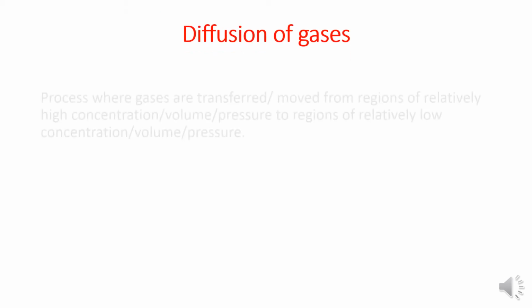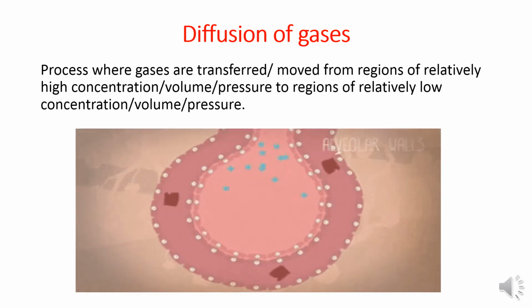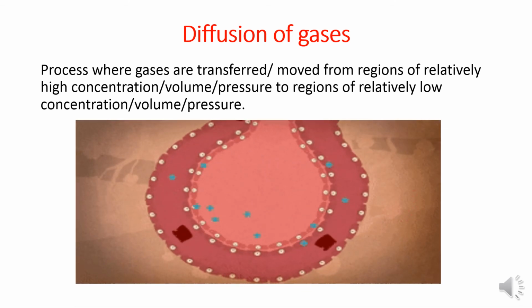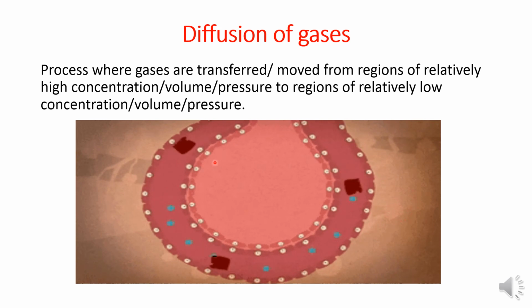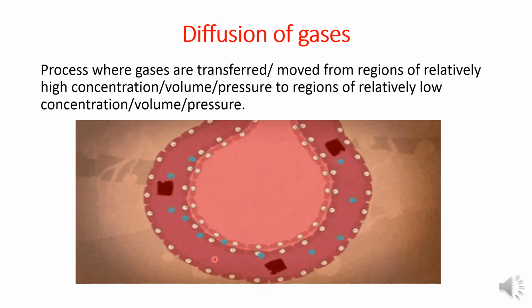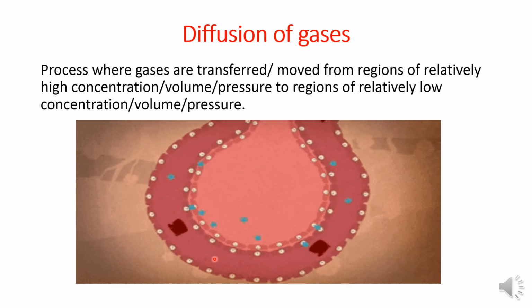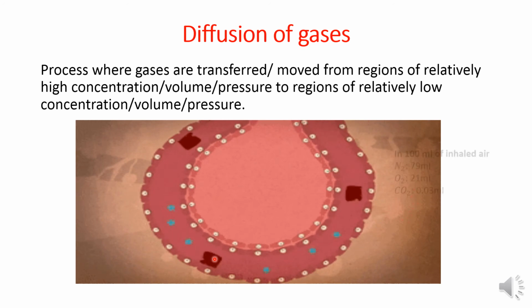Diffusion of gases. It is the process where gases are transferred, moving from regions of relatively high concentration, volume, or pressure to regions of relatively low concentration, volume, or pressure. Let's see how. Look at this picture. Here, oxygen gas diffuses from the pulmonary alveolus into the blood vessel. Let's see why.